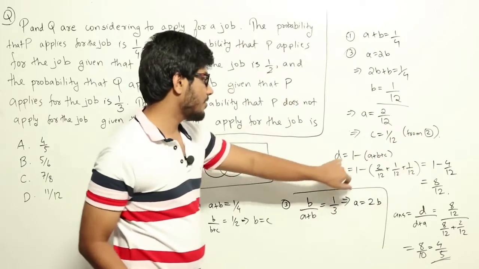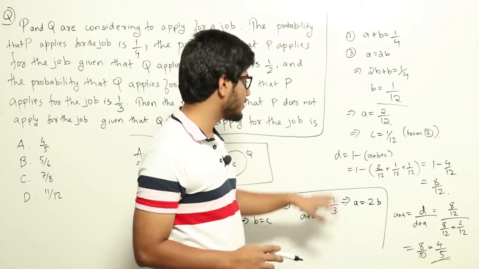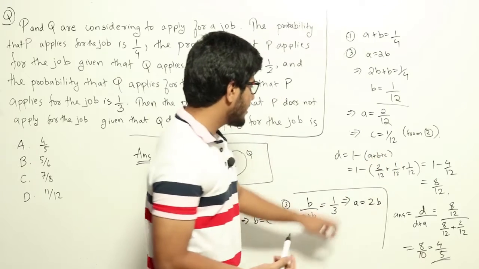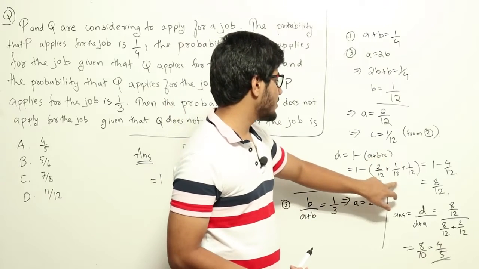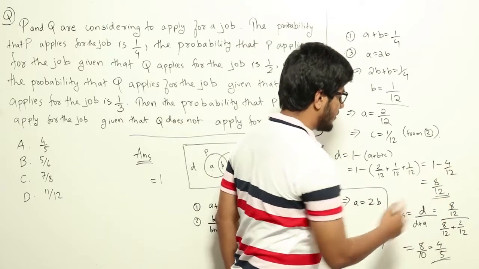Now D will be 1 minus A plus B plus C. I told earlier that A plus B plus C plus D was the total probability, that is 1. So D is 1 minus A plus B plus C. That is 1 minus 2 by 12 plus 1 by 12 plus 1 by 12. That's equal to 1 minus 4 by 12. That is 8 by 12.